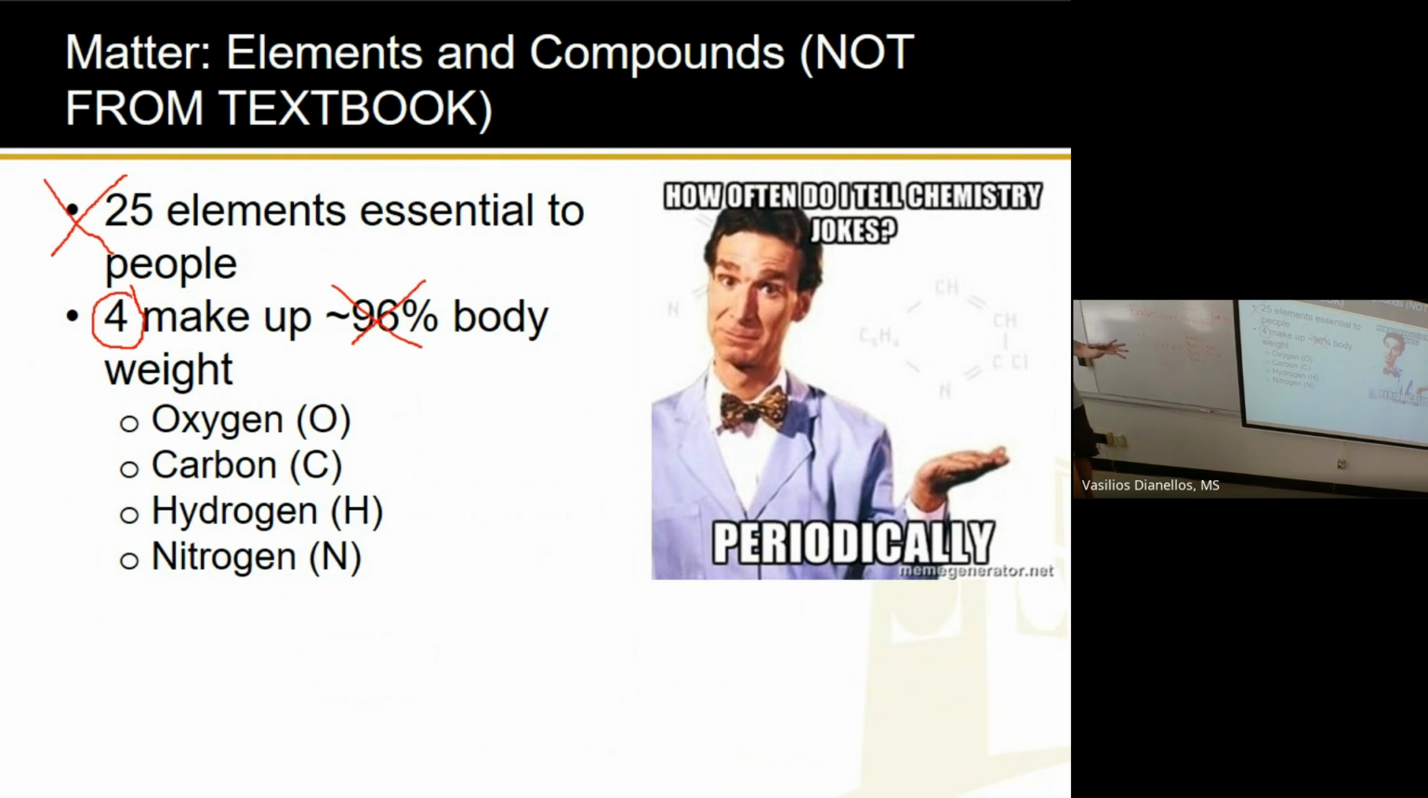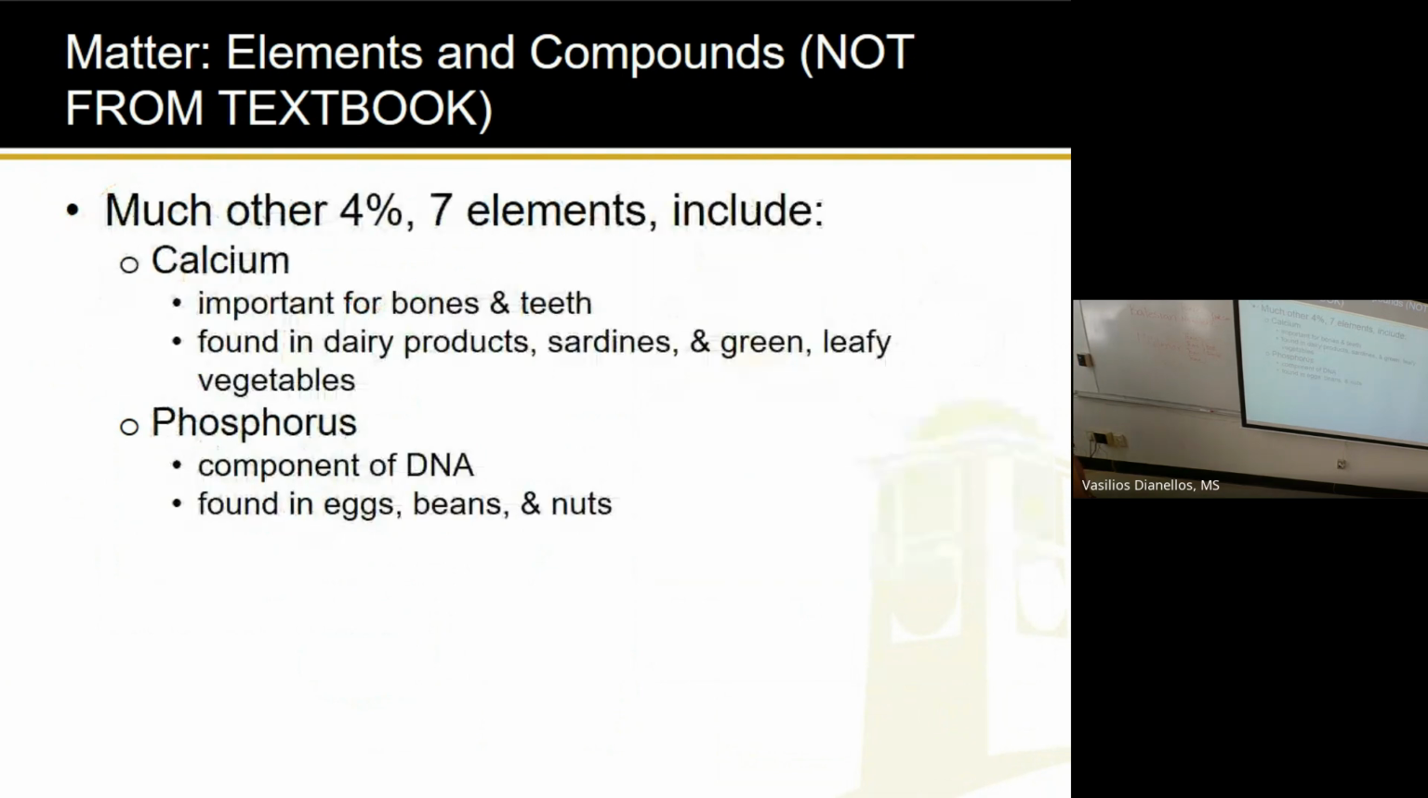Let's move through these other ones really quickly because I probably won't ask you any questions about this. So again, about 96% is the big four. What about the other 4%? Well, there are 7 elements that make up most of the other 4%. You don't need to know about them, but they're great independent work topics. I'm going to talk about some of them. They're just examples, so don't study any of this because I'm not going to ask you about them.